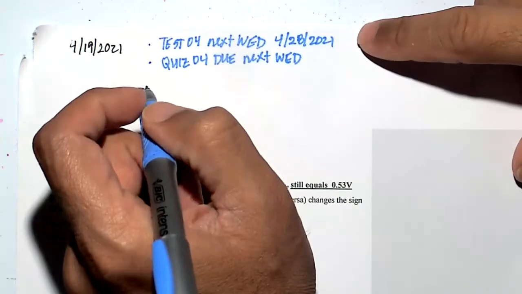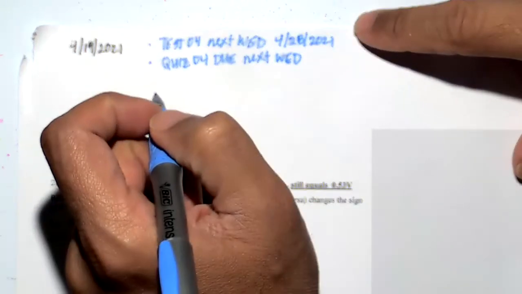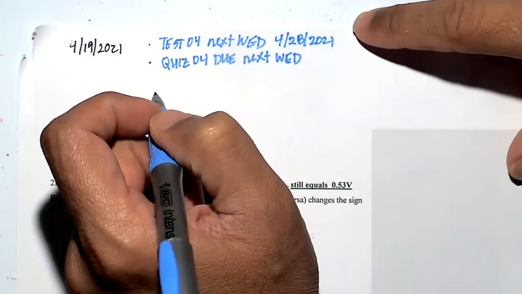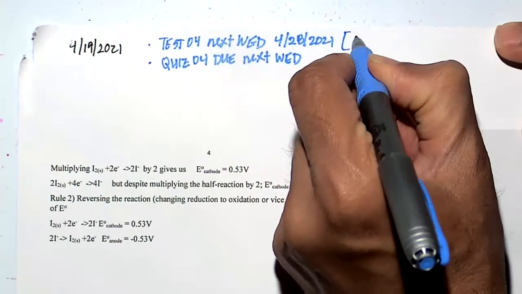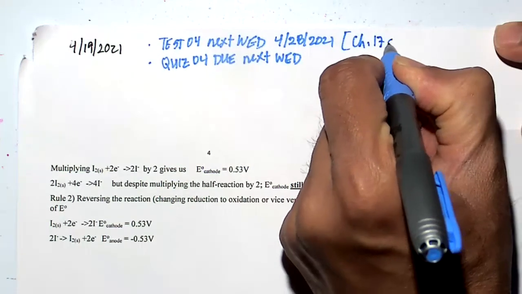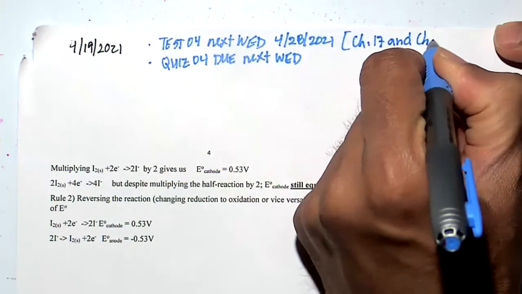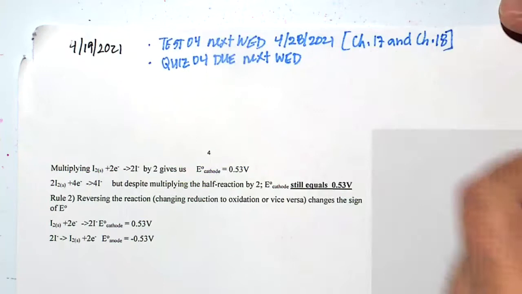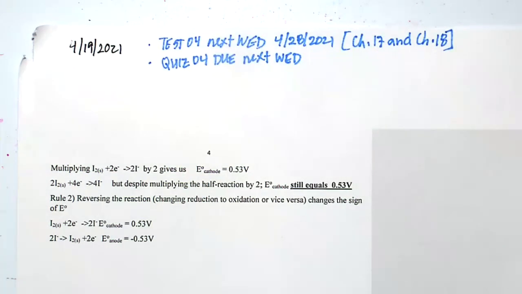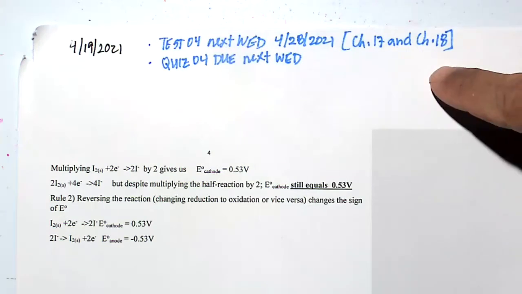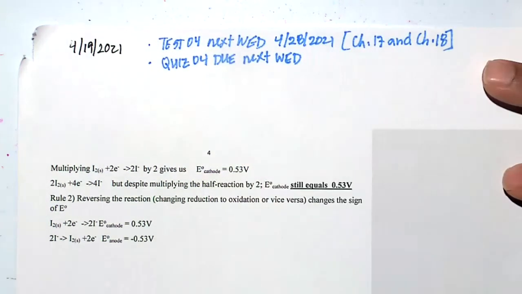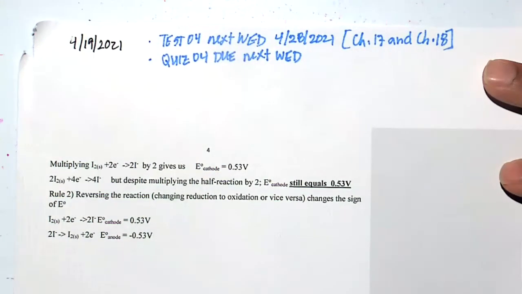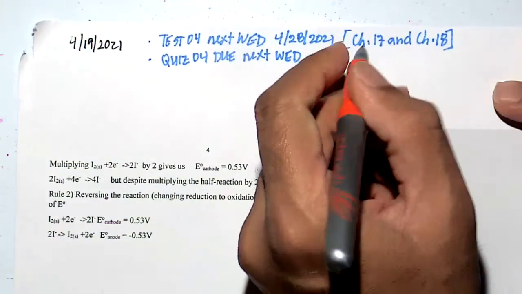So that's the major announcement, and I'll post this on Canvas as well. Your test will cover chapter 17 and 18, and I made a study guide for that on Canvas. So if you want a heads up on what you will see next Wednesday, you can check out Canvas. There's a problem set and a multiple choice set like all the other exams. Okay, so problem set and multiple choice set.